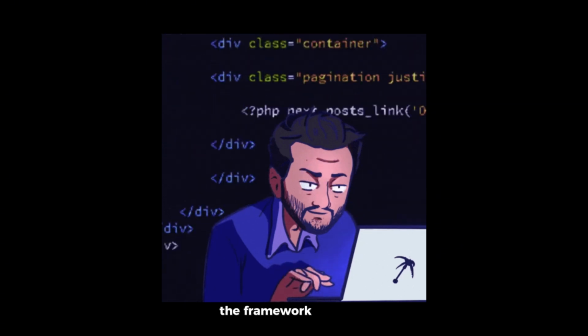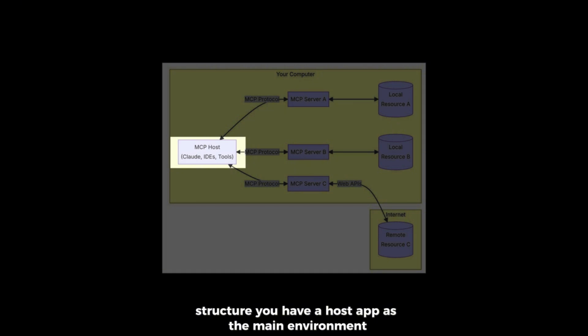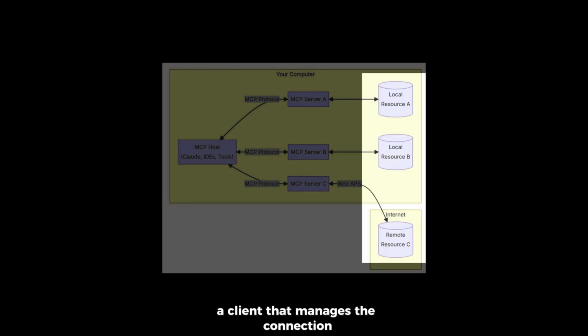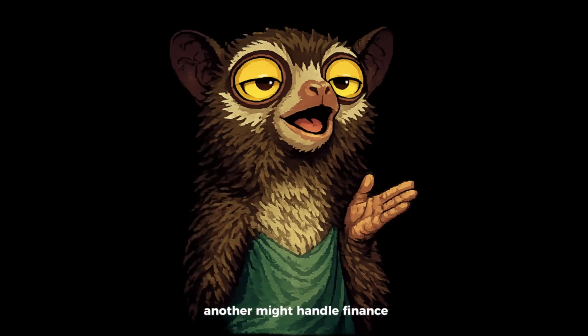In practice, the framework is usually explained with a client-server structure. You have a host app as the main environment, a client that manages the connection, and one or more MCP servers that expose specific capabilities in a standard way. One server might handle files. Another might handle finance data. Another might connect to a calendar or internal system. The model does not need a completely different custom setup for each one if they all speak MCP.